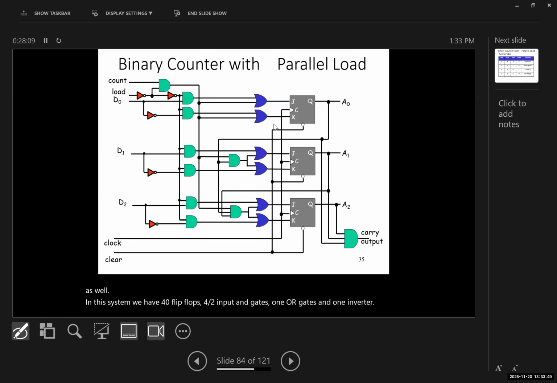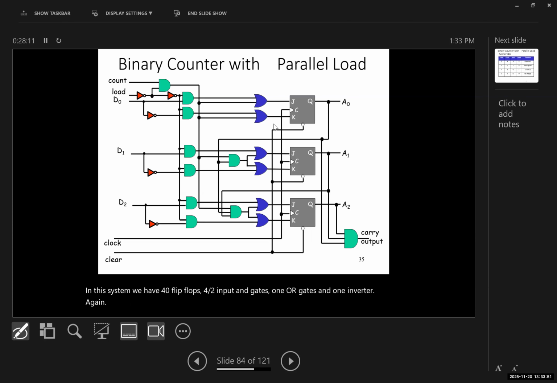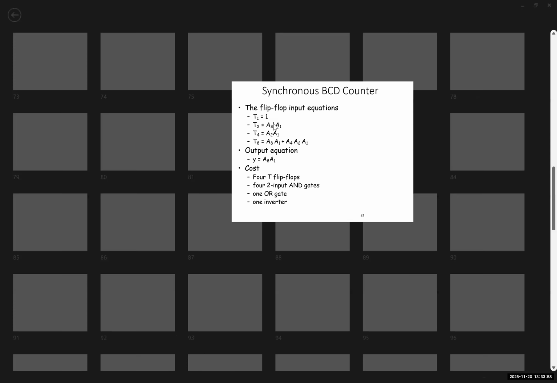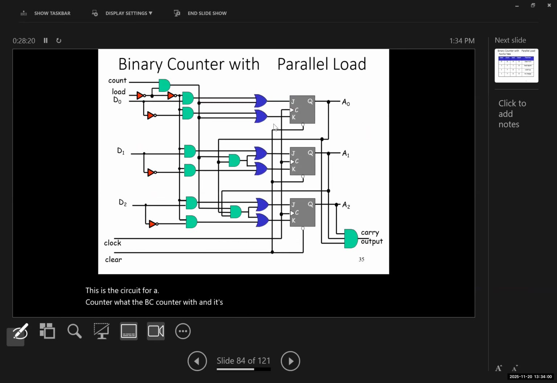Again, this is the circuit for a BCD counter, and it's very similar to this actually, just a small difference between this. This is a binary counter with parallel load, by the way. BCD counter, I would add it. It's just a small difference in connecting the J and K flip-flops.